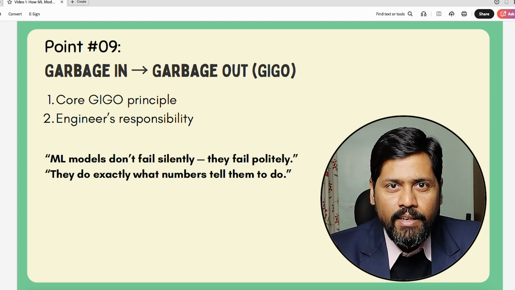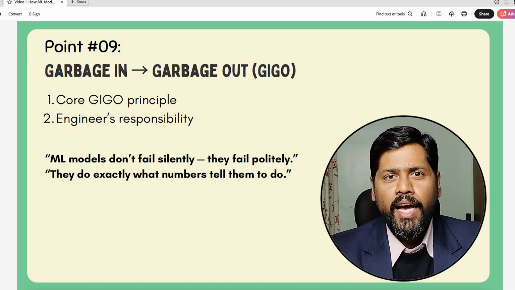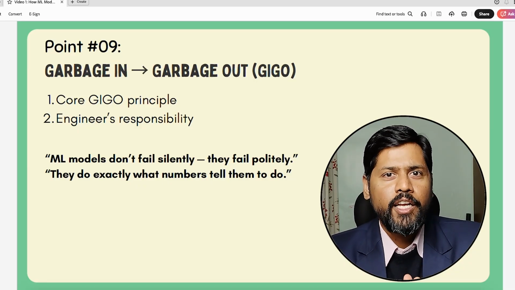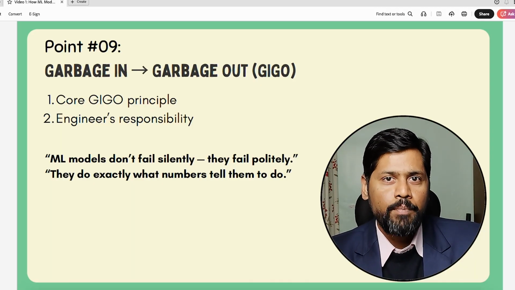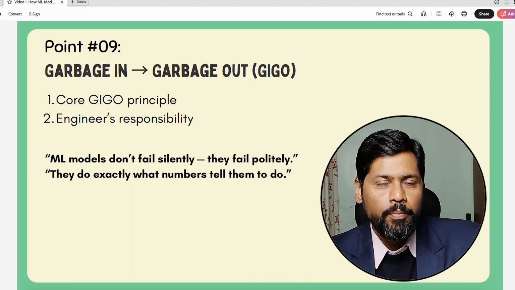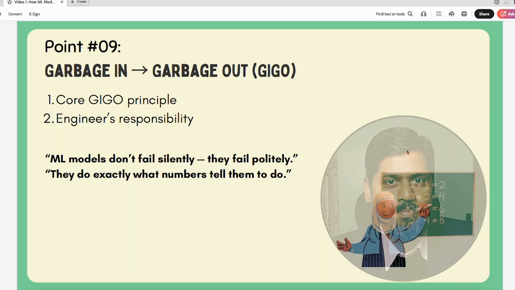So data like these become invalid data, and actually the machine learning work starts way before the ML algorithms, at a time when we are supposed to prepare the data to be fed into our machine learning algorithms. The ML model blindly trusts all the numbers, all the data which is fed into it. And it is said that an ML model does not fail silently, it fails politely.